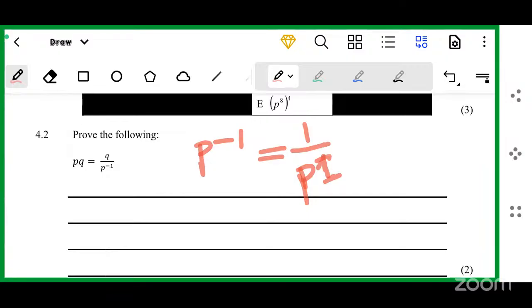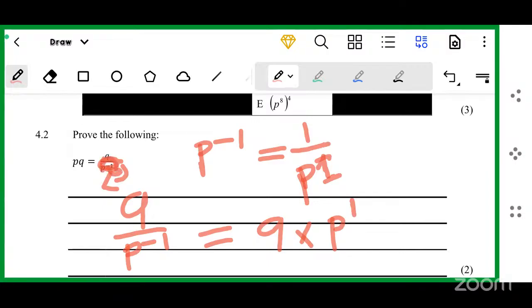Okay, no problem. Let me see. So we have a Q, we have a P to the power of negative 1. The second step is you can write these as Q multiplied by... this is going to affect the below. So it's going to be P to the power of 1. The negative is affected there.